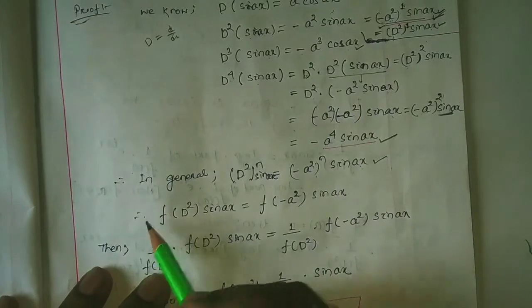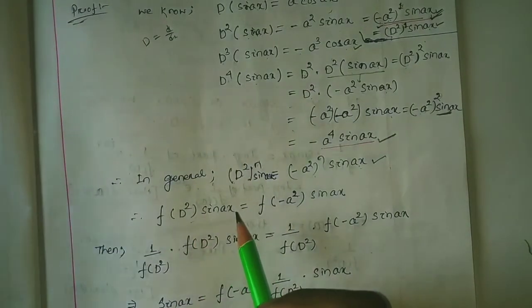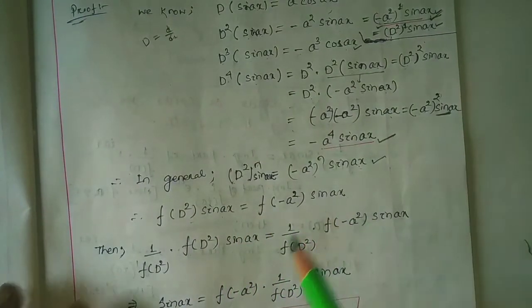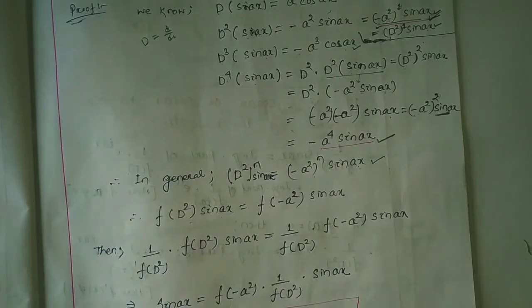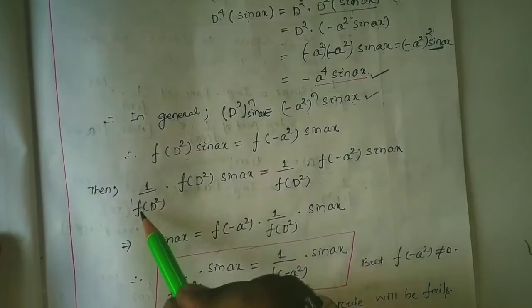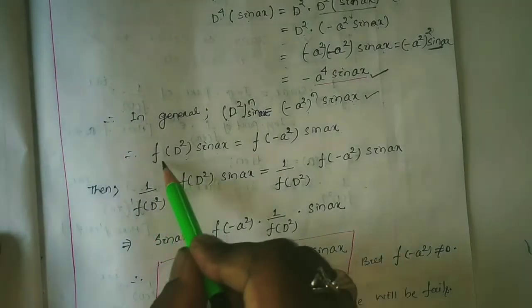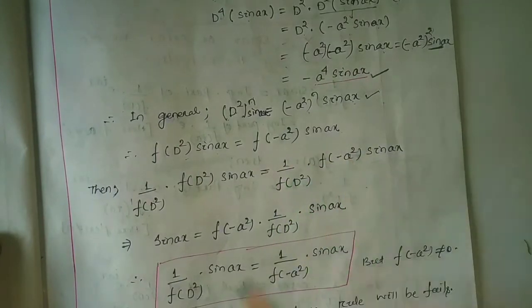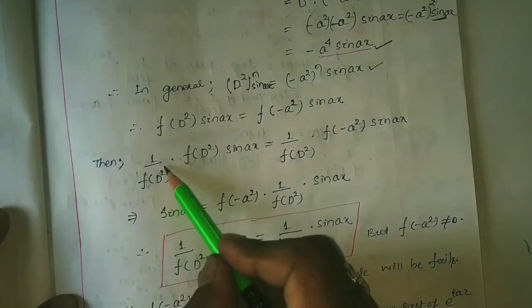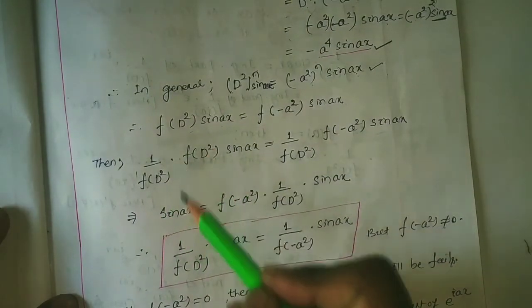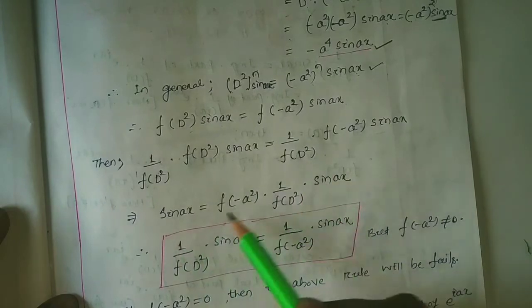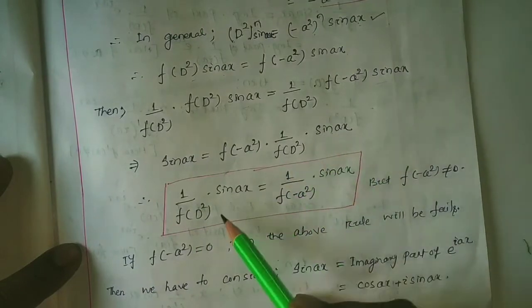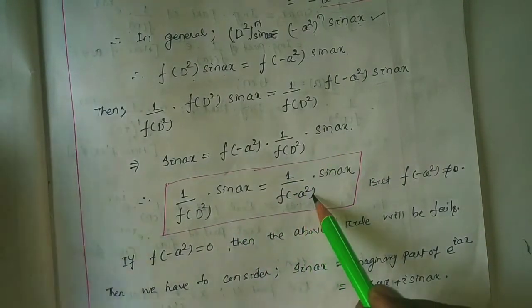So therefore, f of d square sin ax will be equal to f of minus a square sin ax. Now, both sides I operate with 1 by f d square. 1 by f d square on this much is equal to 1 by f d square on this much, right? So that implies f d square and f d square got cancelled. Sin ax equals this much. Therefore, 1 by f d square sin ax equals 1 by f minus a square sin ax.